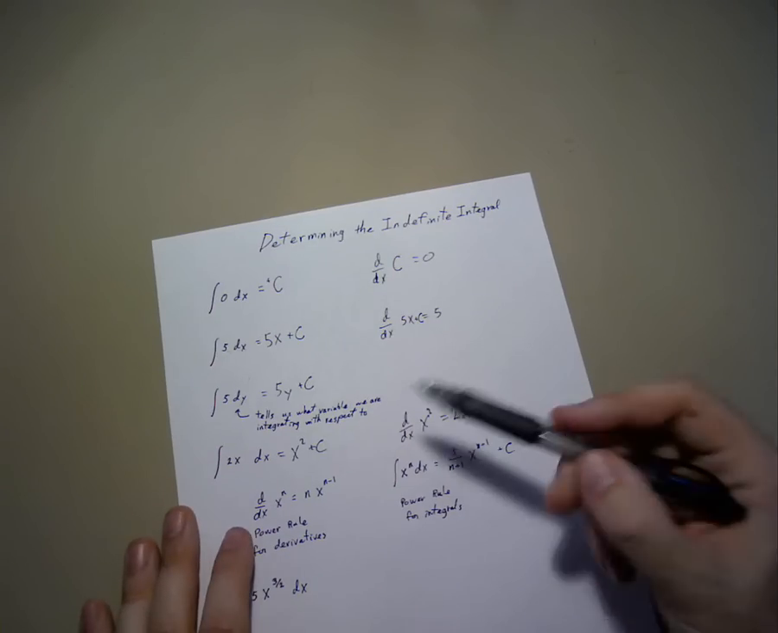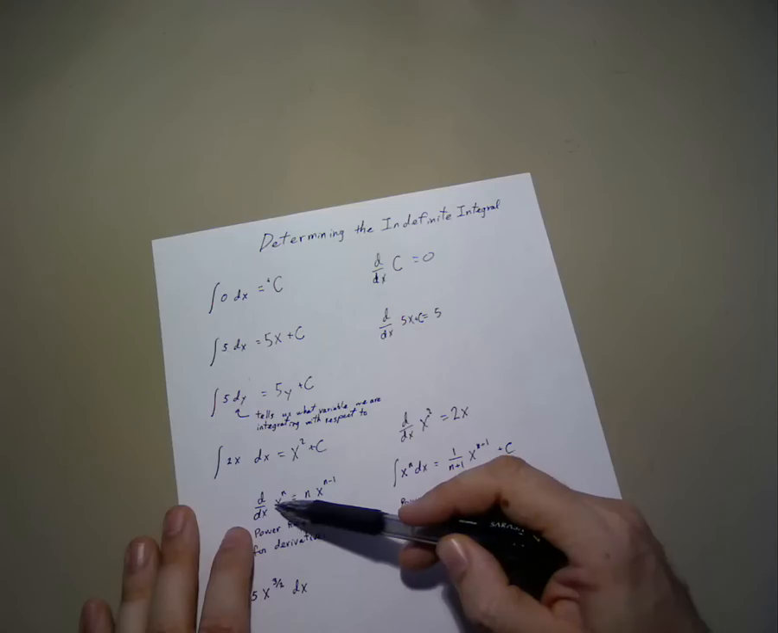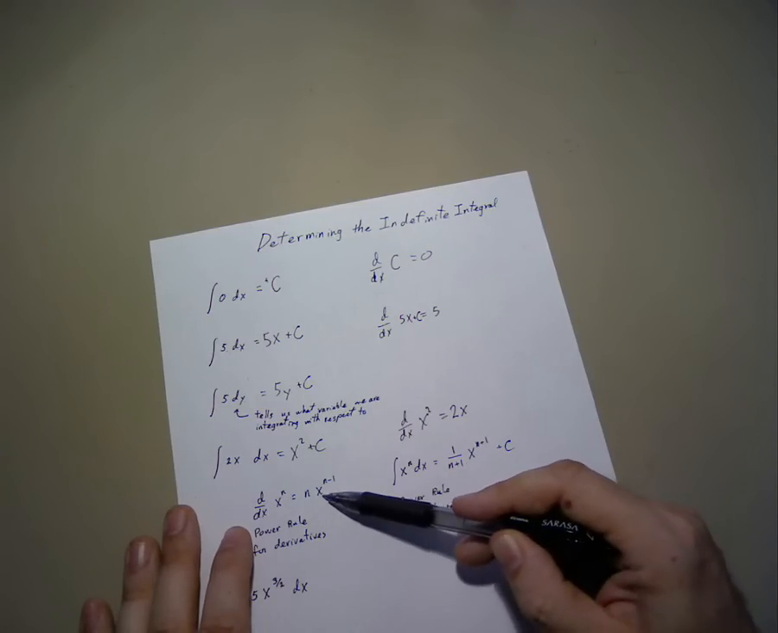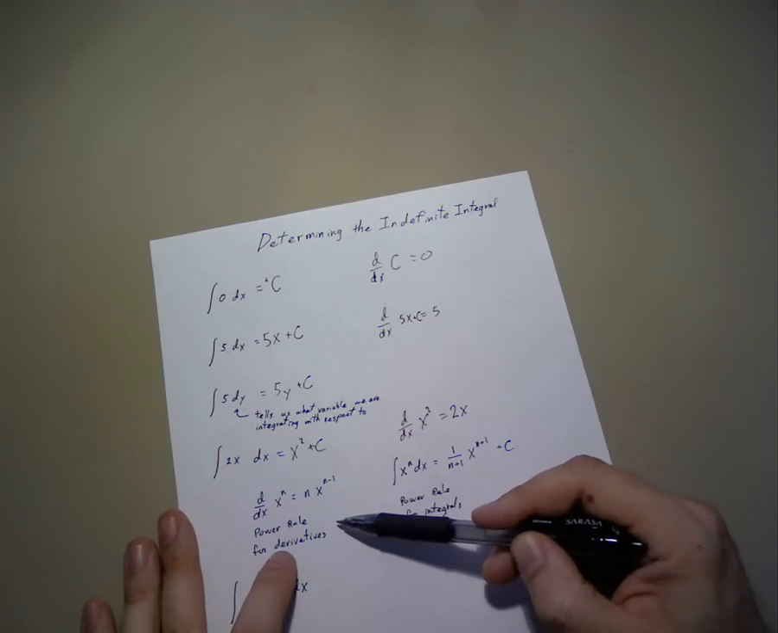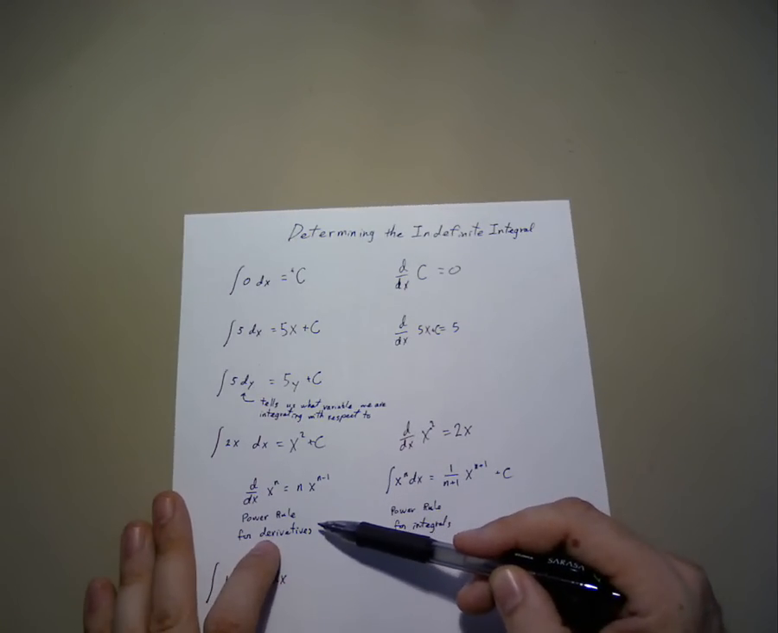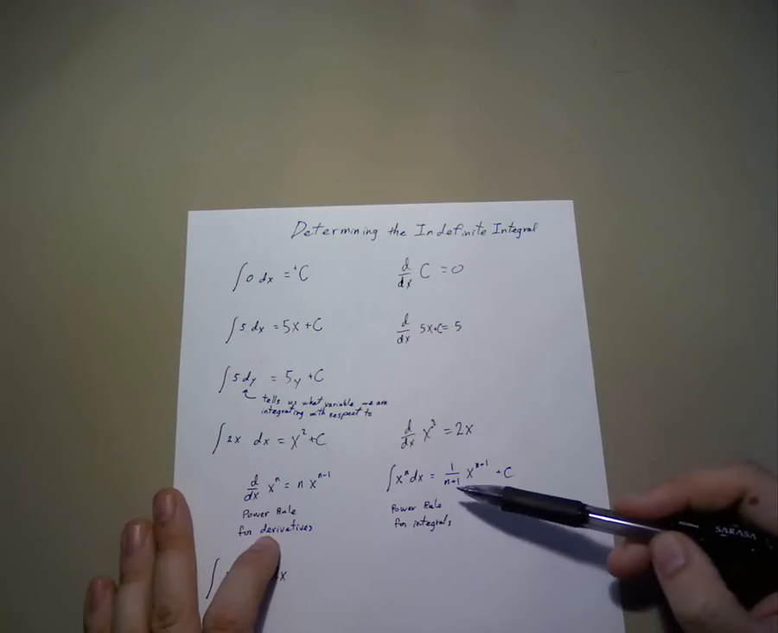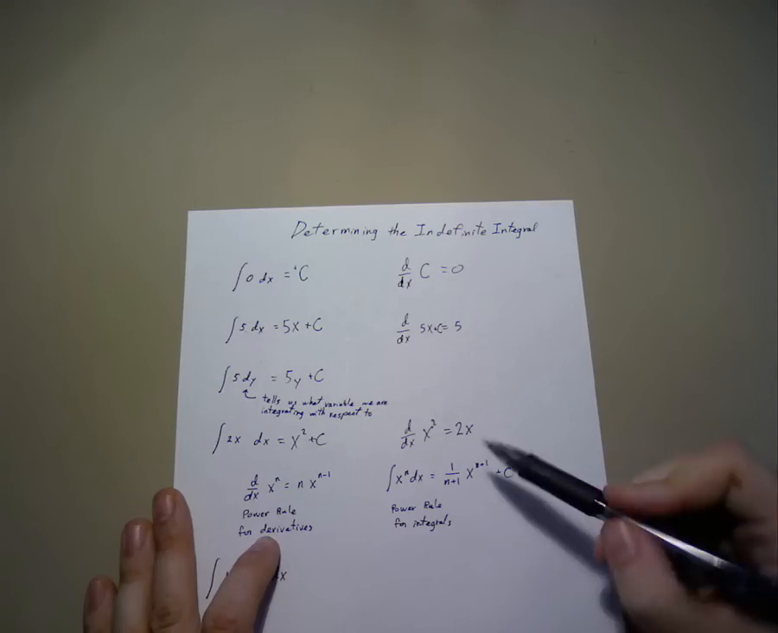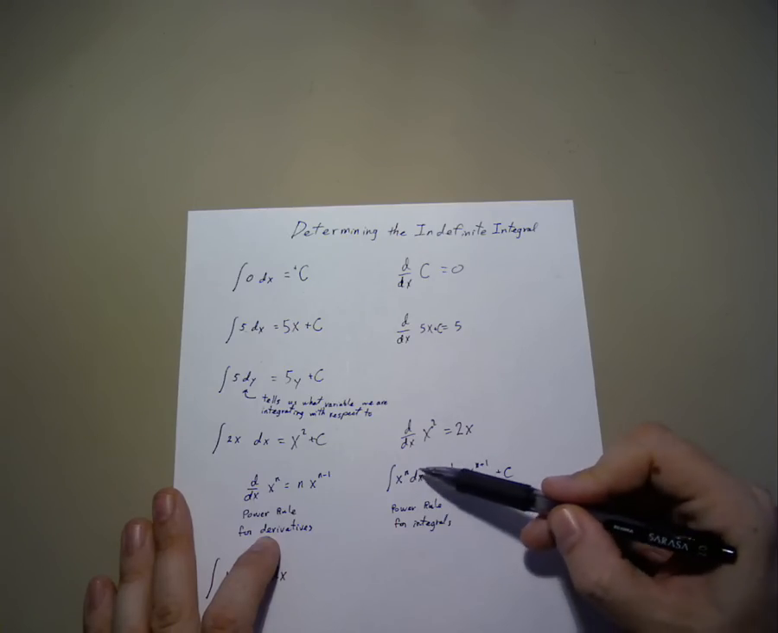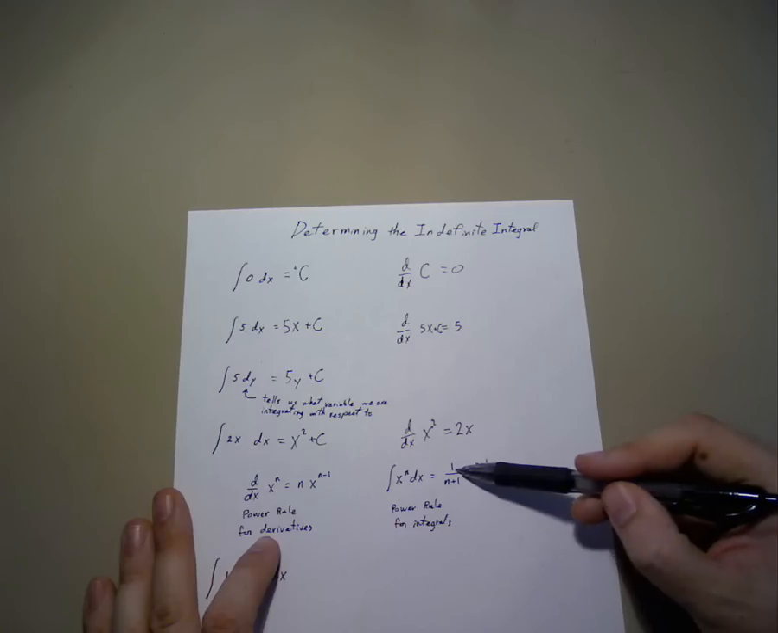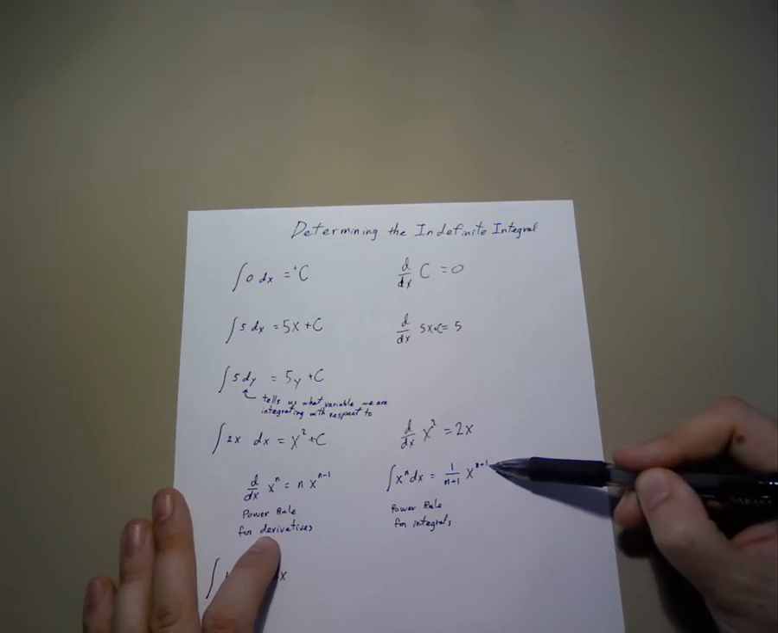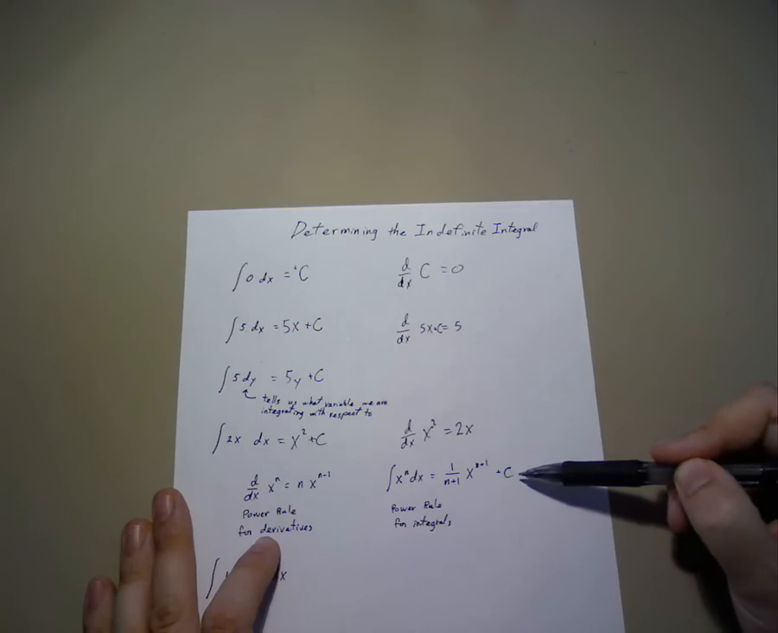In general, the derivative of x to the power of n is n times x to the n minus 1. This is the power rule for derivatives. Likewise, we can say that the power rule for integrals, working backwards, is that the integral of x to the n dx is 1 over n plus 1 times x to the power of n plus 1, plus c.